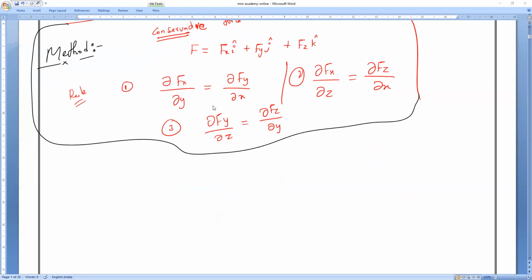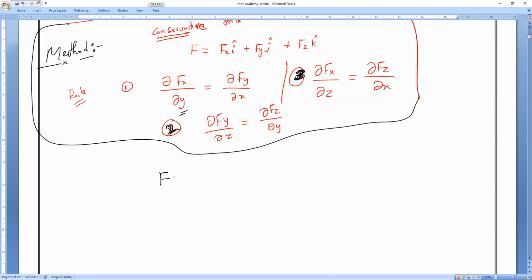So please have a glance always. Del fx divided by del y is equal to del fy divided by del x. Del fx divided by del z is equal to del fz divided by del x. This is rule number 2, and rule number 3 follows the order y to z, then z to x. Is it okay? So 1, 2, 3. All the 3 rules have to be satisfied.